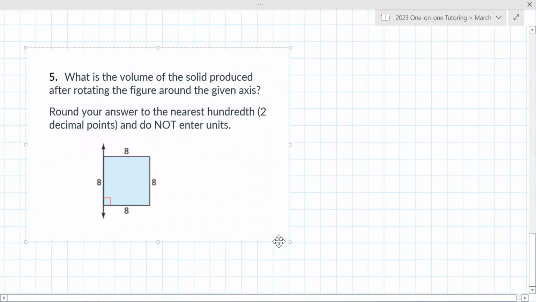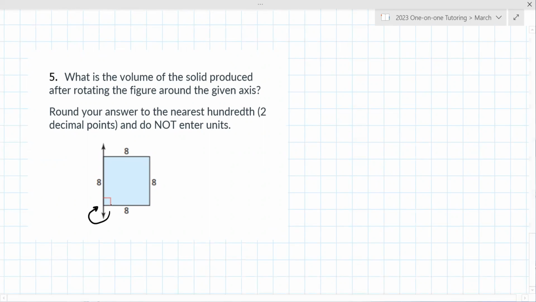Oh, maybe. All right, so this one says, what is the volume of the solid produced after rotating the figure around the given axis? Round your answers to nearest hundredth. So they're saying, imagine that this rotated around that. I don't know how visual you are, I'm pretty visual. You can understand that that'd be a cylinder. Yes, exactly. And I think there's even questions where they just ask you to identify what it is.